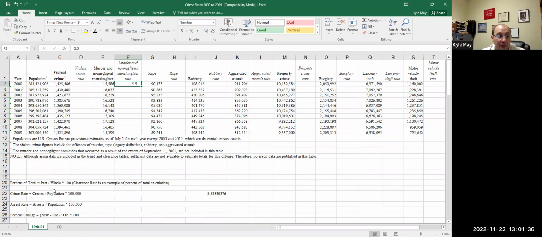I want you to notice on the first two formulas, when you go back to grade school and you think about learning the order of operations, parentheses, exponents, multiply, divide, add, subtract, left to right. This doesn't create any problems because we're on the same level, multiplying and dividing. If I got out of order here and did the calculation differently, 15,586, and I multiplied that by 100,000, and then I got around to dividing by the total population, 281,421,906, I get the same answer.